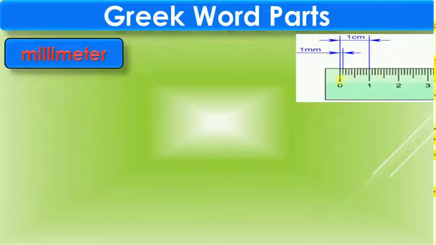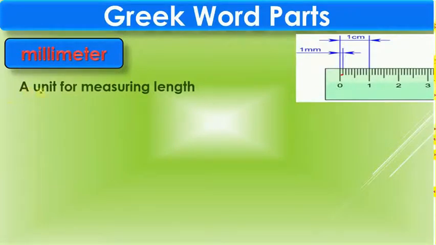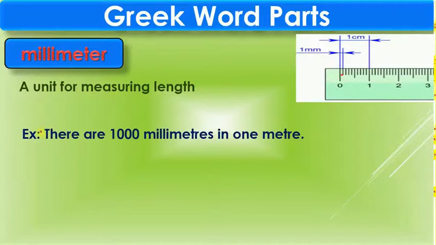Millimeter. A millimeter is the distance between 0 and the first line after 0. Okay, this distance is a millimeter. So millimeter is a unit for measuring length. There are 1,000 millimeters in 1 meter.